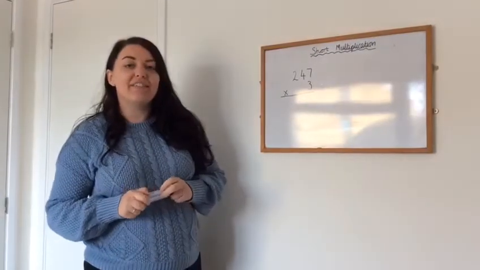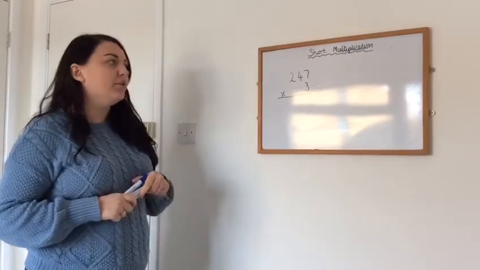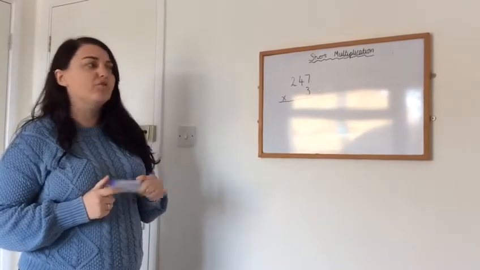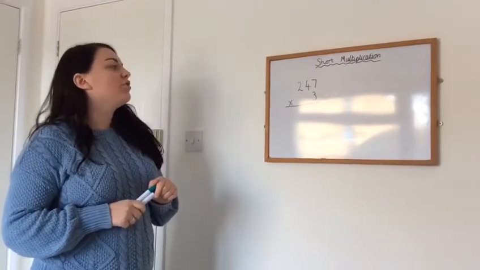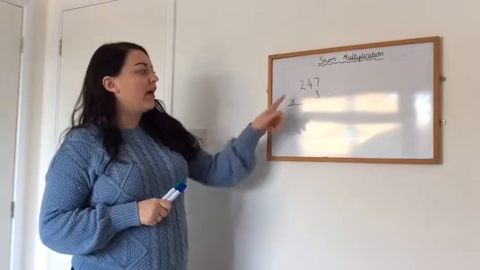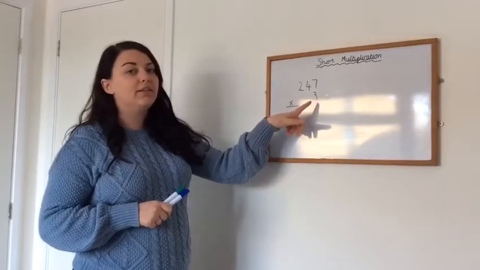Hi Year 5, this is a quick recap on how to do multiplication. We're going to focus on short multiplication first before moving on to long multiplication. So short multiplication is when you're multiplying a number by one digit.